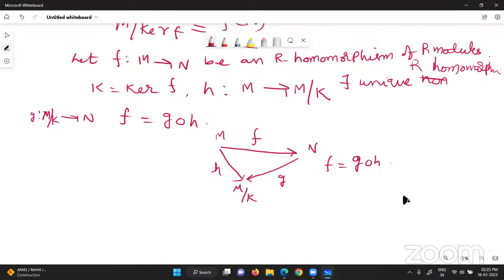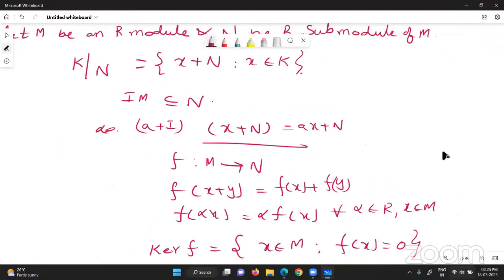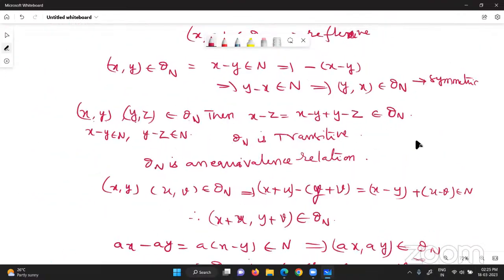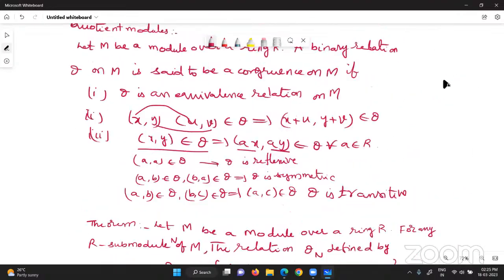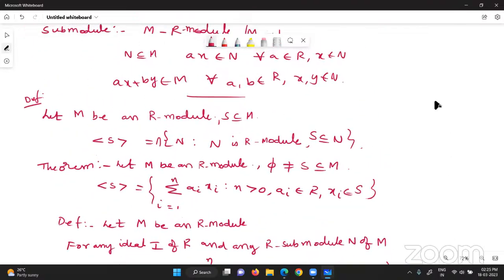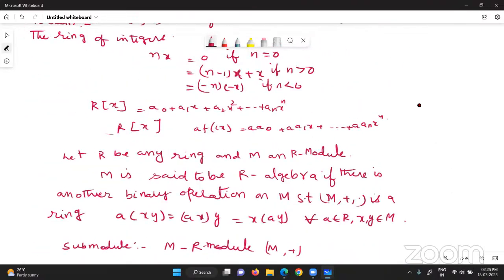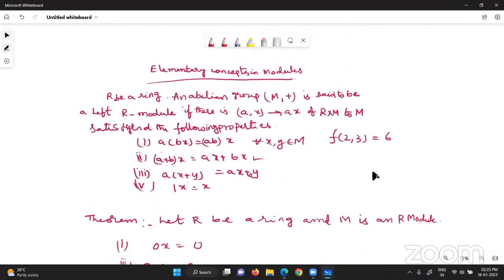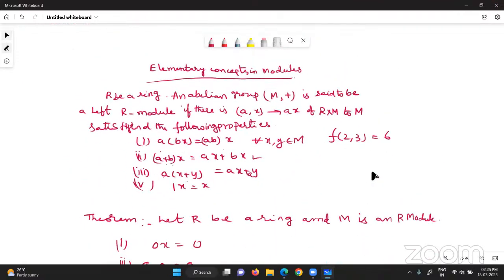Now, next class, we will do projective modules and injective modules. Once you go through the concepts, let me revise the concepts. Today we discussed elementary concepts in modules.